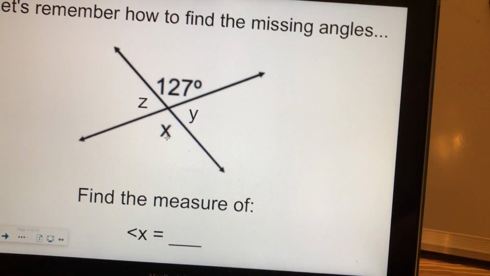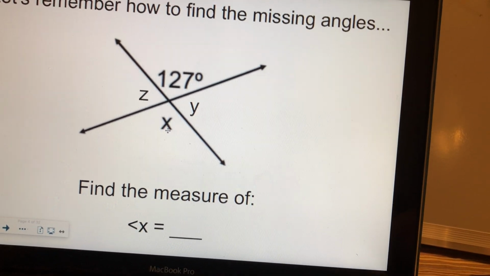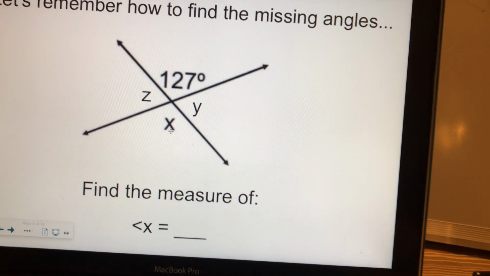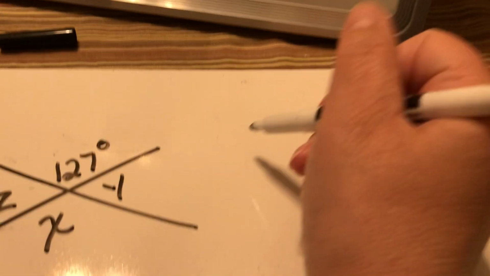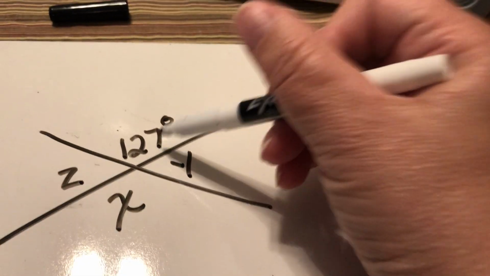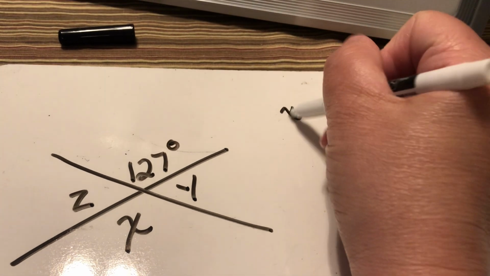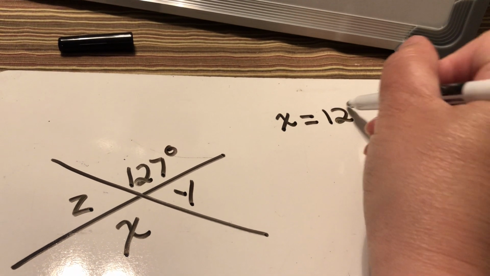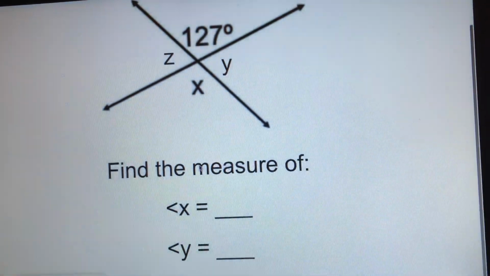I have 127 degrees, and we have Z, Y, and X. And I just said that because X is vertical to the 127. I know that X equals 127 degrees. Okay, now we need to find Y and Z.